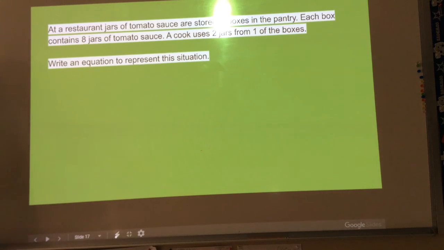Slope-intercept form. You think the form is y equals, right? Yep.